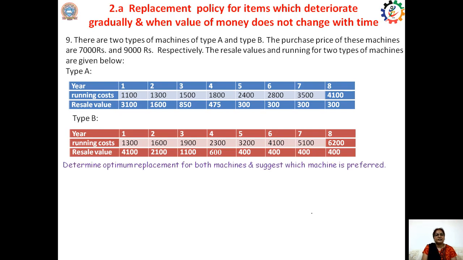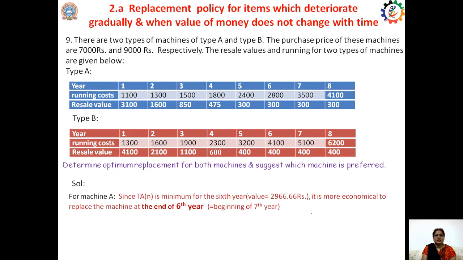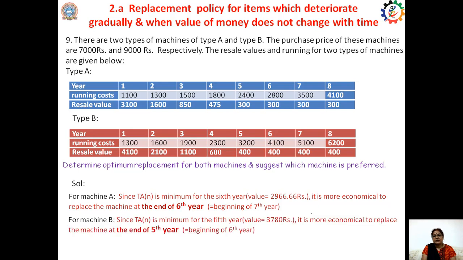Okay. Determine optimum replacement for both machines and suggest which machine is preferred. The procedure we learned just now, repeat it for both the machines. Machine A, I am not giving the elaborated solution. You will come to know that the 6th year you have the minimum, and the value is this much. And if you go to machine B, it is the 5th year and the value is this much.